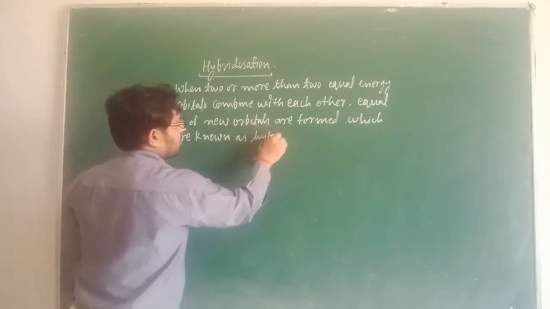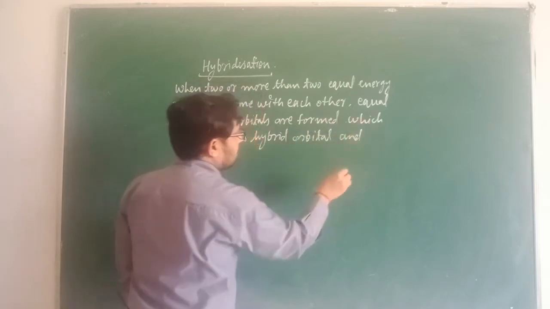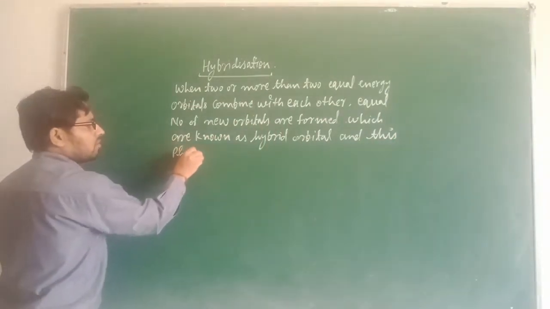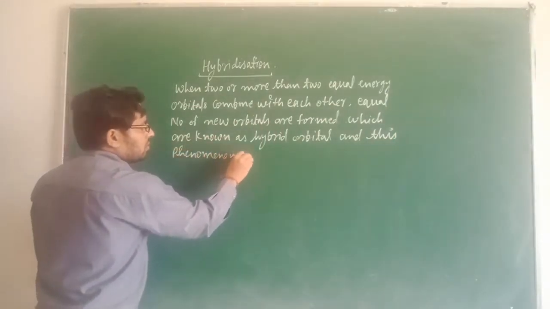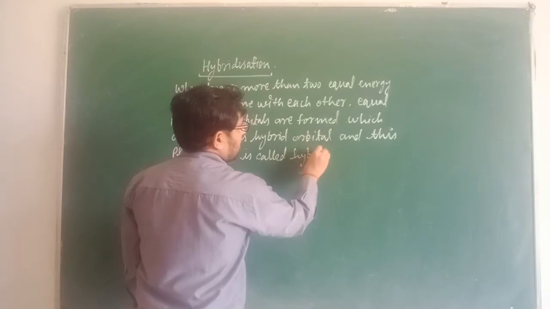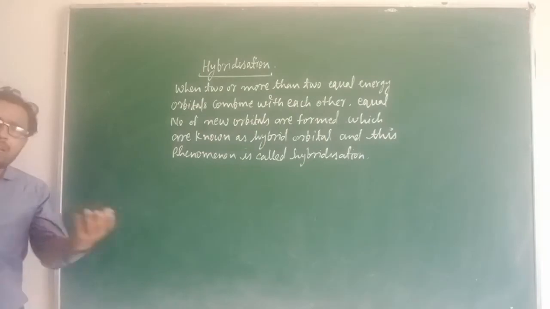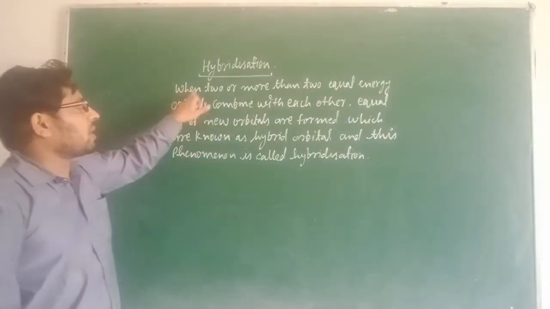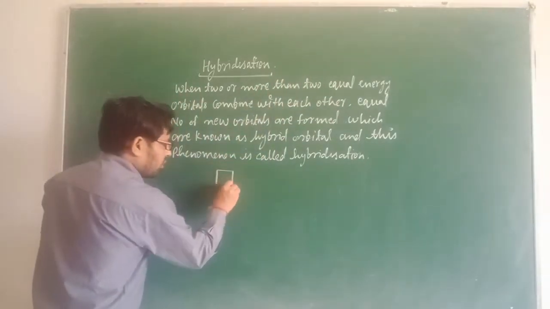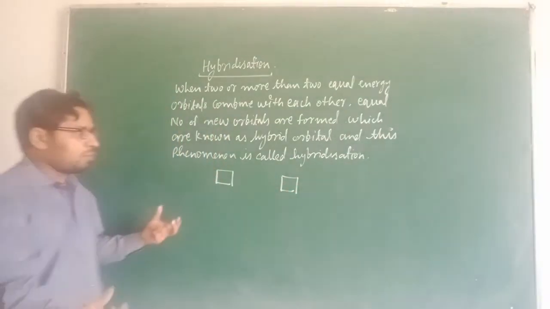This phenomenon is called hybridization. The meaning is simple. If I combine two or more equal energy orbitals, suppose this is one orbital and this is the second orbital, both having equal energy, I am going to mix them.